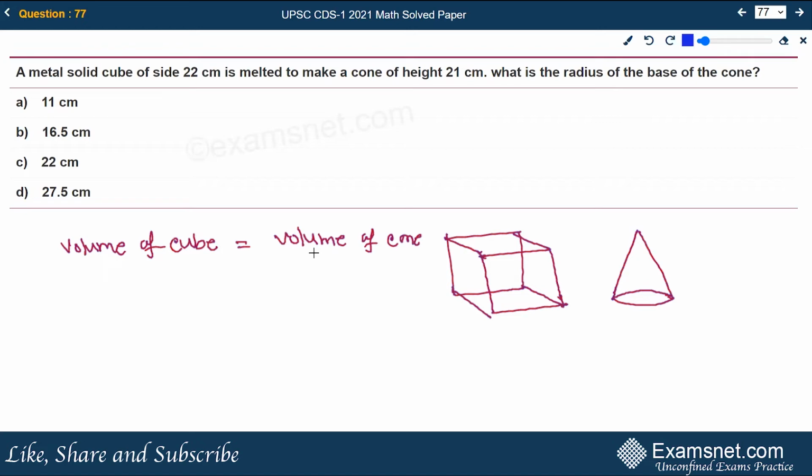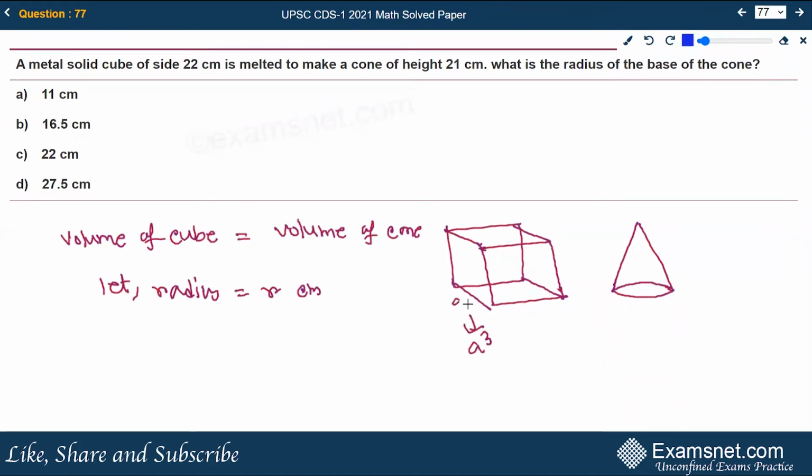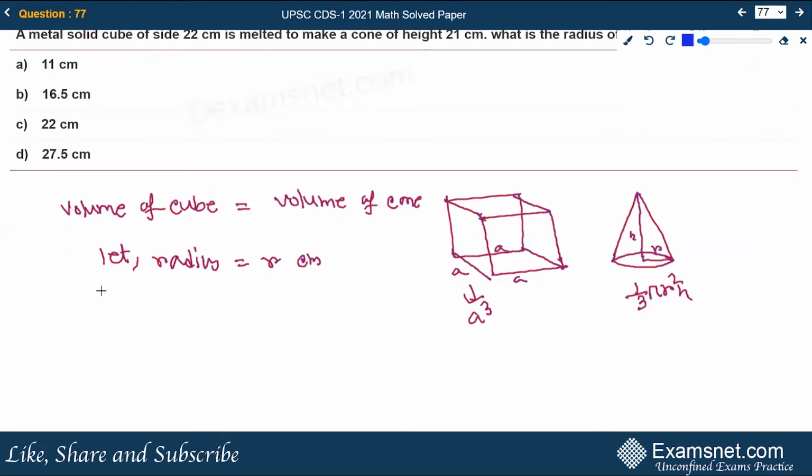So let the radius be r centimeter for the cone. Now, what is the volume of the cube? If a is each side, the volume is a cube. And the formula for the volume of a cone, if r is the radius and h is the height, is 1/3 pi r square h. So I will make them equal: 22 whole cube equals 1/3 pi r square, h is given 21 centimeter. So let's solve for the value of r square.